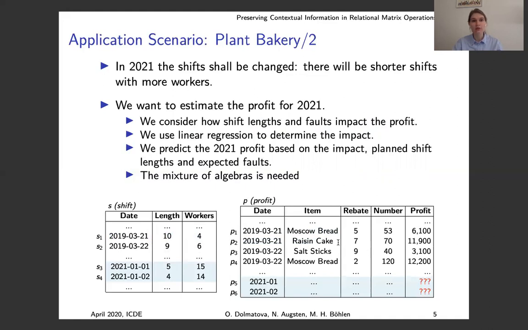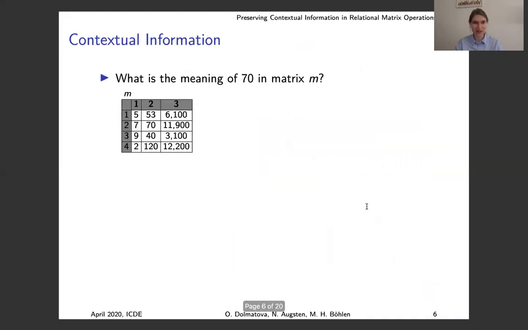To solve this task, we propose relational matrix operations that preserve contextual information. So what is the contextual information? Please consider matrix M and try to answer the question: what is the meaning of value 70 in matrix M? Value 70 in matrix M does not have any context and cannot be really described. Besides its position, it's located in the second column and in the second row.